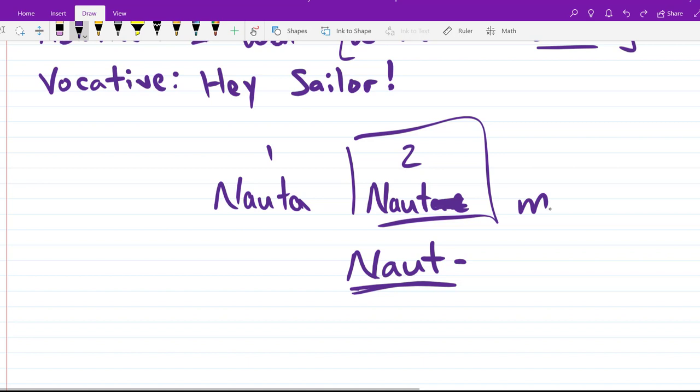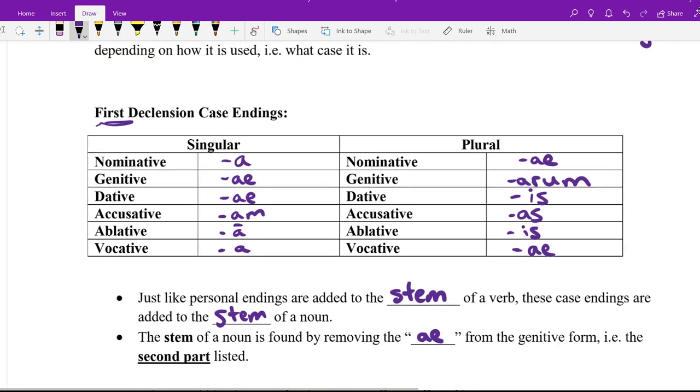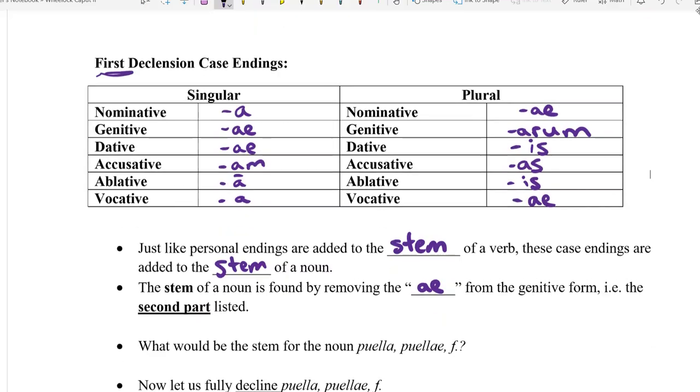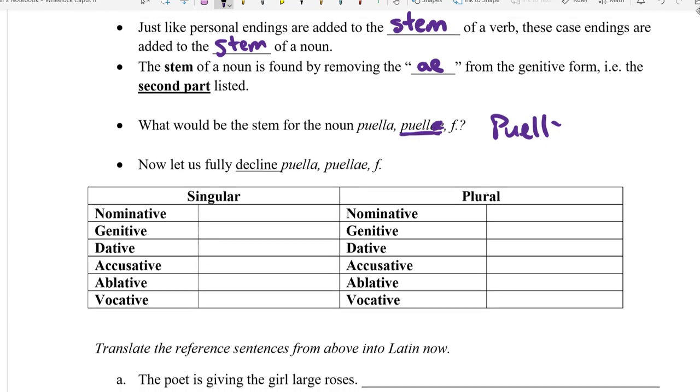This is the second part. Get your stem from there, add your endings. That's going to be true for every single declension, for every single word. Okay, so your stem would be naut there for sailor. If we come back here, okay, what would be the stem for puella, puellae? Well, take your second part and get rid of your AE, and what are you left with? Puell. And then you add your endings, okay?